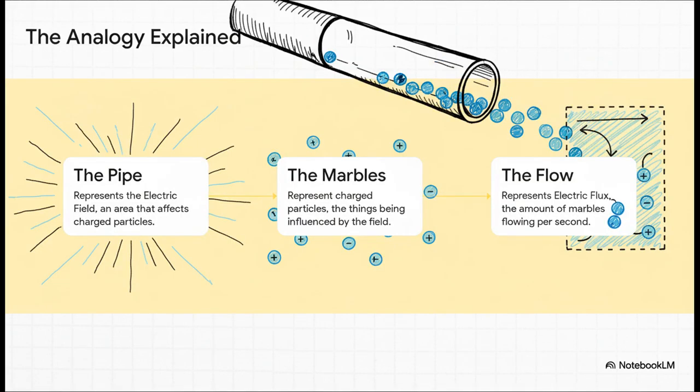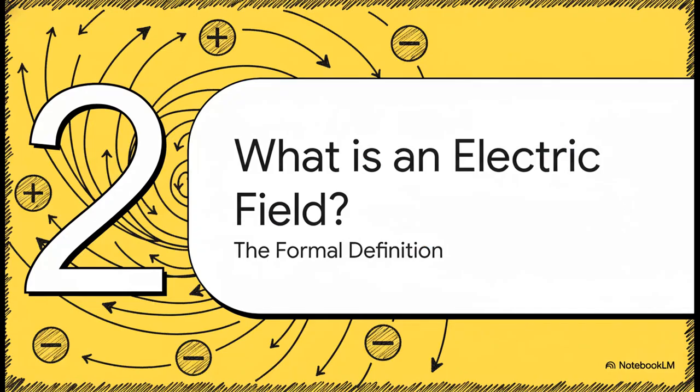Okay, so here is how this whole thing breaks down. That sloped pipe, that's our electric field. It's that invisible area of influence. The marbles we drop in, those are our charged particles, the little things that are being pushed around by the field. And the flow, counting how many marbles pass a certain point every second, that is the electric flux. See the difference? It's a measure of how much stuff is actually moving through, not just the potential for it to move.